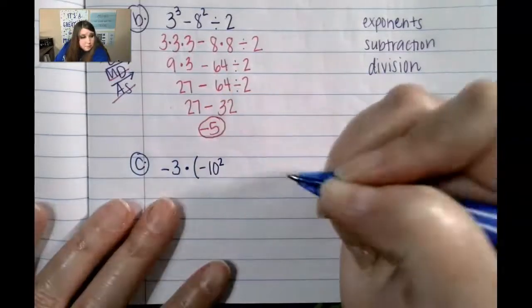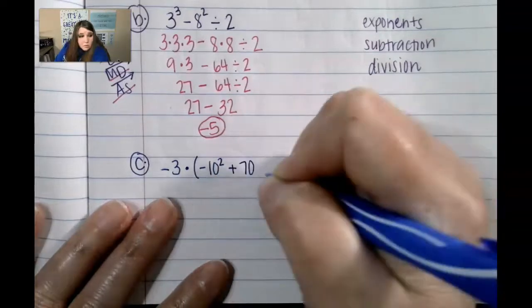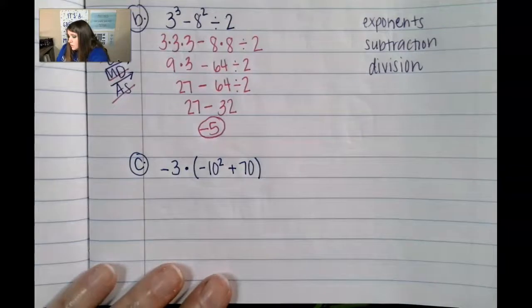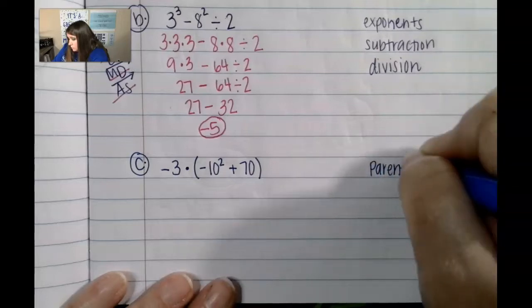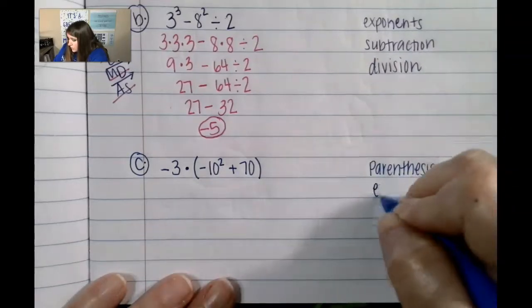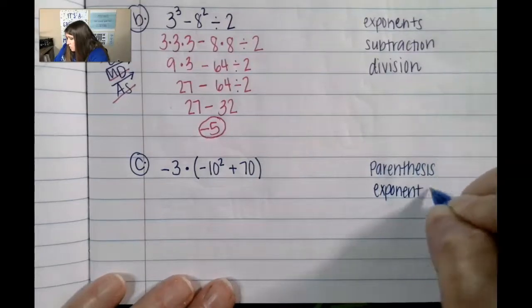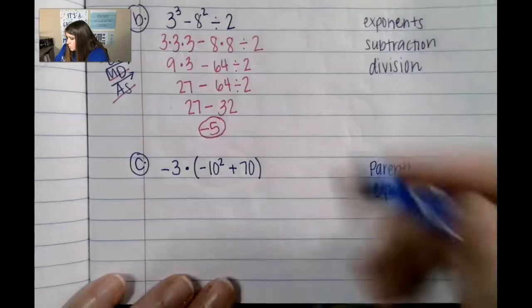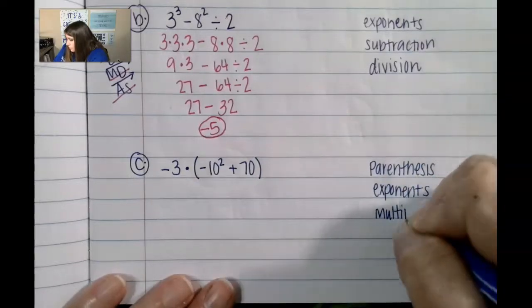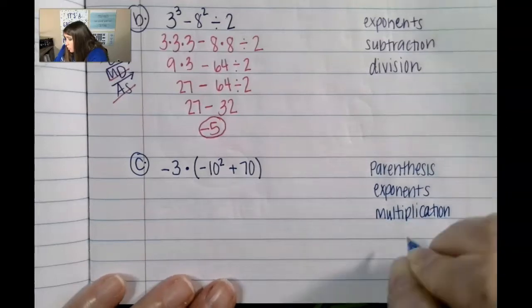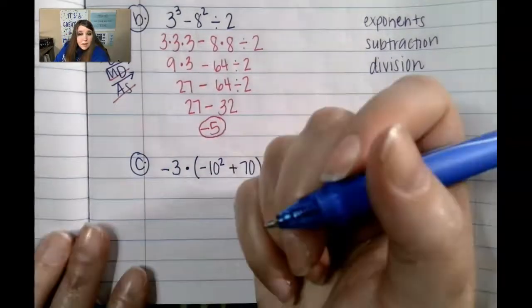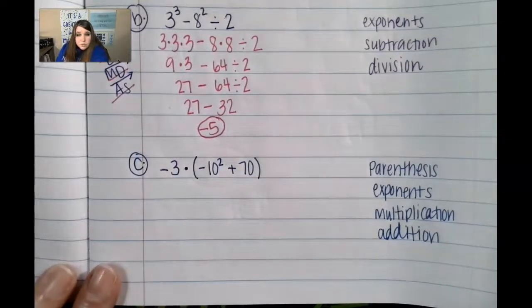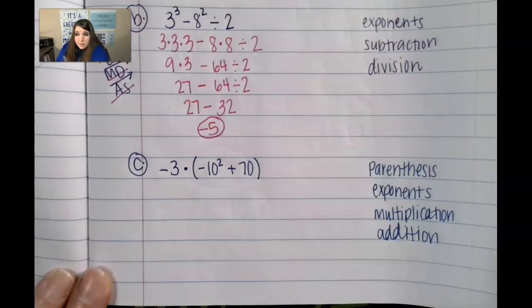-10 squared plus 70, and that's it. All right, so in this problem, we do have a lot. We have parentheses, and we have exponents. We also have addition and multiplication. So more than one step is here. That means we need some kind of solving tool. If you prefer to use GEMS, you would look at your grouping symbols first instead of parentheses. That could include anything, okay?